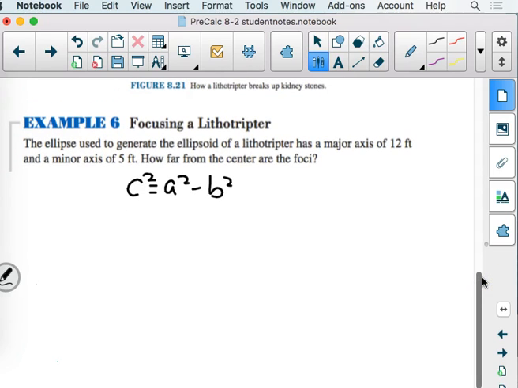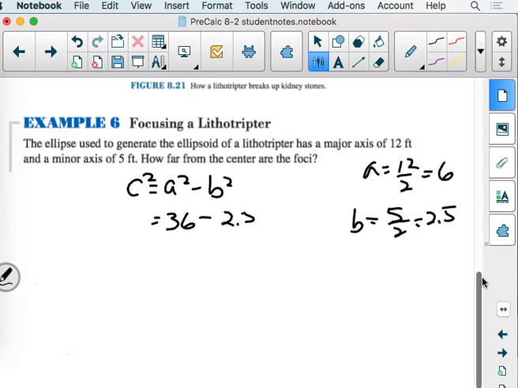Do we know a, or could we find this pretty easily? What's a? 12 divided by 2. Oh, we can square that. That's 36. Do we have b, or can we find b pretty quick? What is it? 2.5. Now 2.5 squared, grab a calculator if you need to, is 6.25.